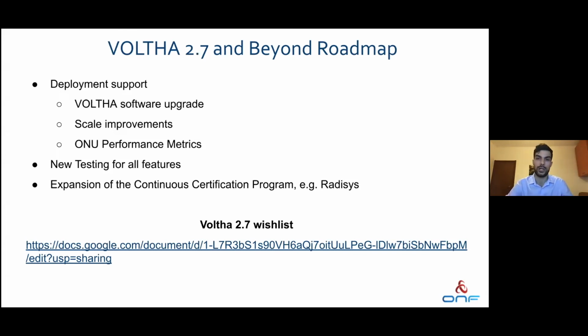As I mentioned, we're going to look at expanding our certification program. If you're interested, join us. I know Radisys is working towards this goal. We also encourage you to participate in this document that I linked over here. It's a wish list. It's not exactly a roadmap. We are getting things out of that wish list to do Volta 2.7, and that is in the process of being prioritized with our operators. We have weekly meetings with operators and TST, and there happens the prioritization of the different features that we want to put in the Volta 2.7 release, which again is going to happen at the end of March.